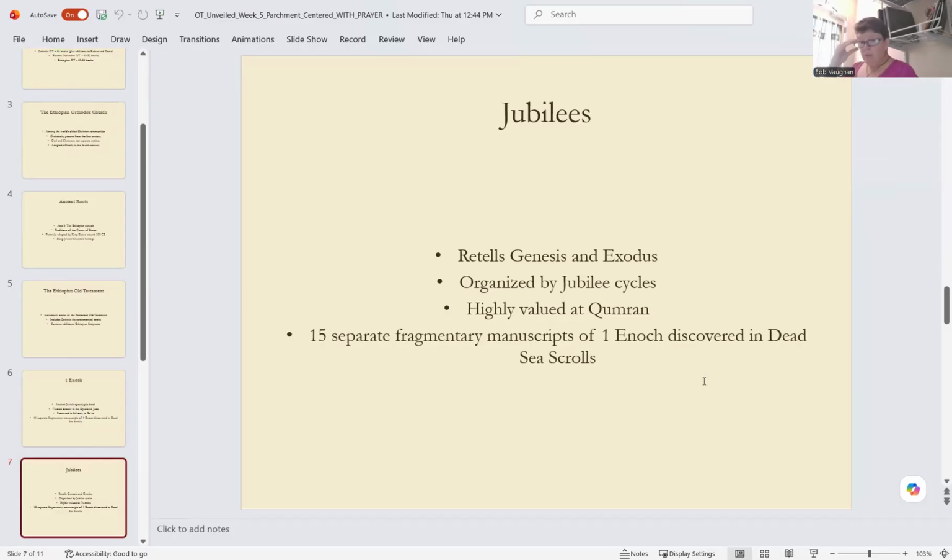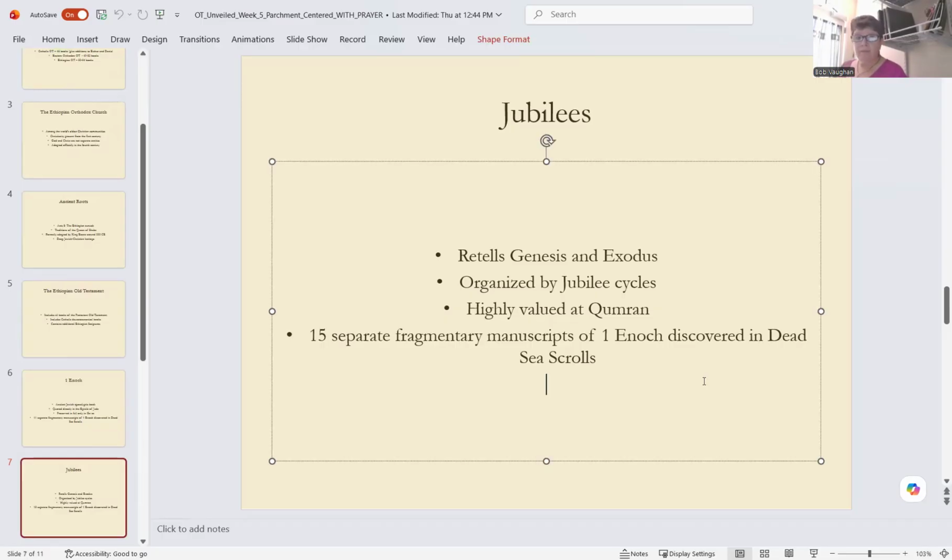So, as we talked about, Jubilees was very popular. 15 different fragmentary manuscripts were found in the Dead Sea Scrolls. And like First Enoch, the only complete text of Jubilees survives in Ge'ez. So without Ethiopia, we would have lost that one too.